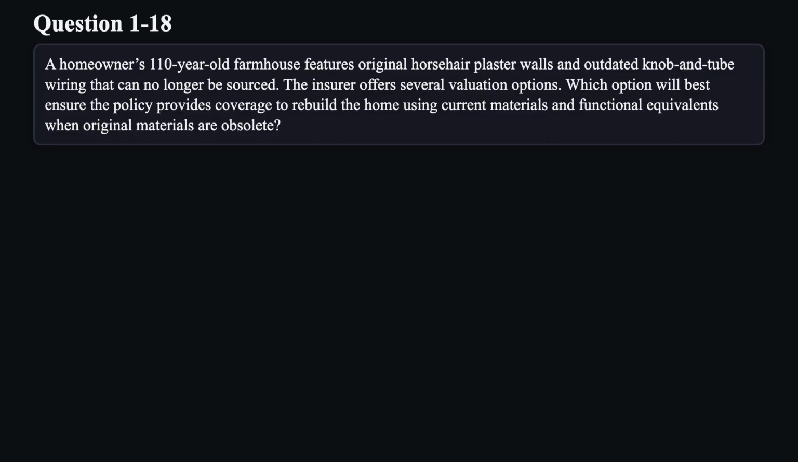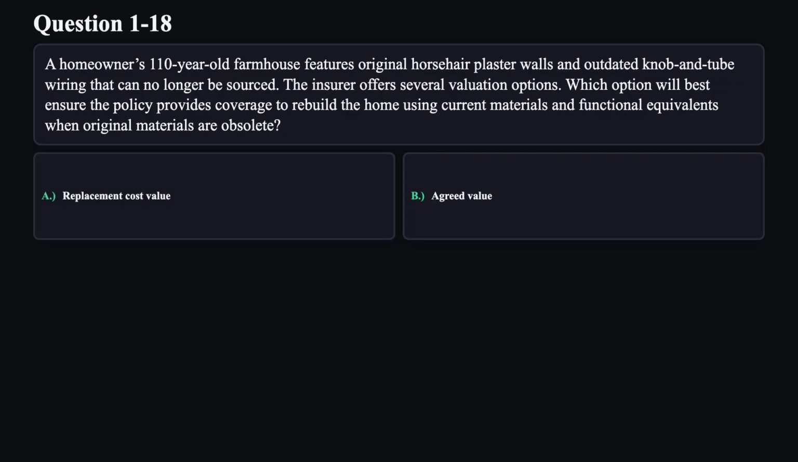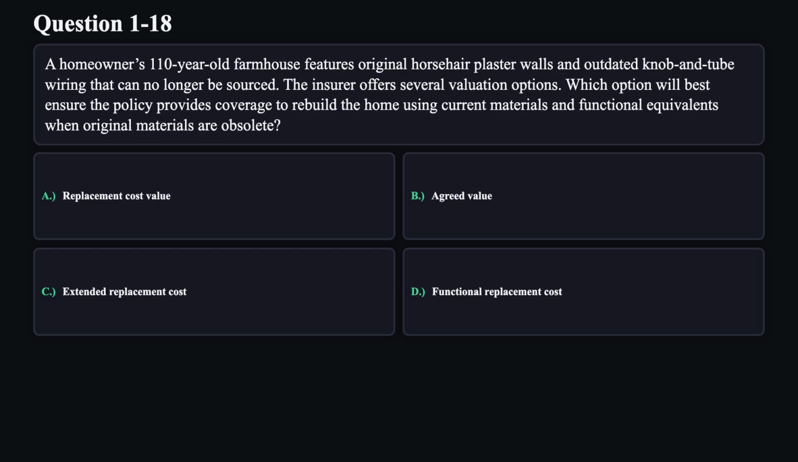Question 18. A homeowner's 110-year-old farmhouse features original horsehair plaster walls and outdated knob and tube wiring that can no longer be sourced. The insurer offers several valuation options. Which option will best ensure the policy provides coverage to rebuild the home using current materials and functional equivalents when original materials are obsolete? A. Replacement cost value. B. Agreed value. C. Extended replacement cost. D. Functional replacement cost.